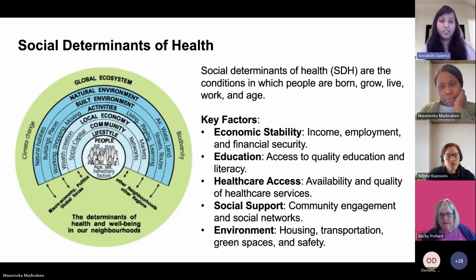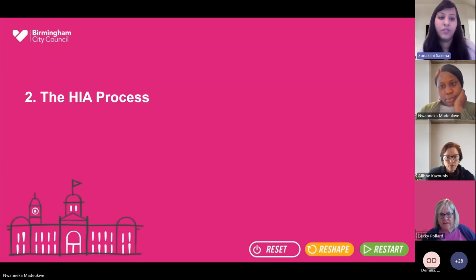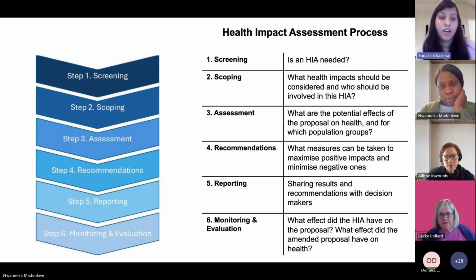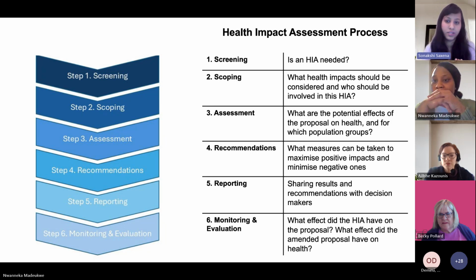Moving on, let's take a breakdown of the steps involved in the HIA process. So it's a six-step process, and the first key step is screening. We have to determine whether an HIA is needed for the given proposal. It involves assessing whether a project or a policy could have significant health impacts that require further evaluation. The next phase is scoping, where we define which health impacts need to be considered and we identify the stakeholders who need to be involved in the assessment process.